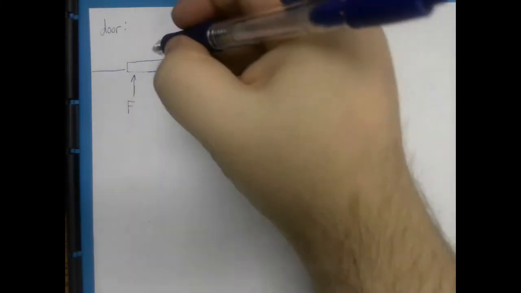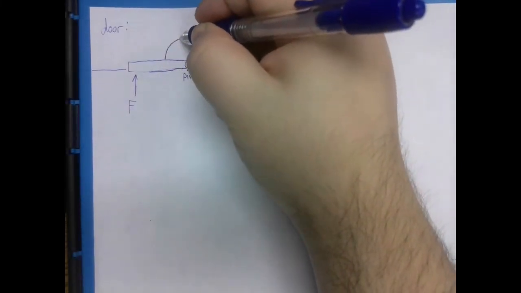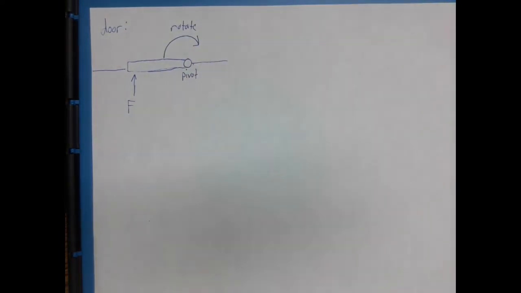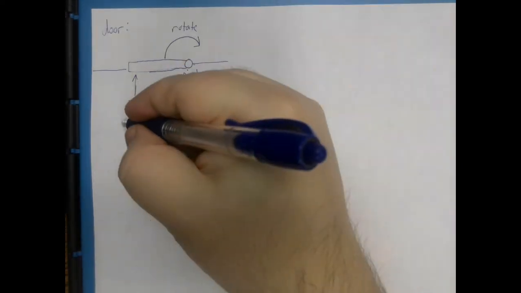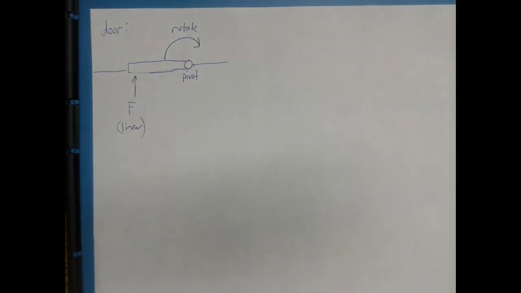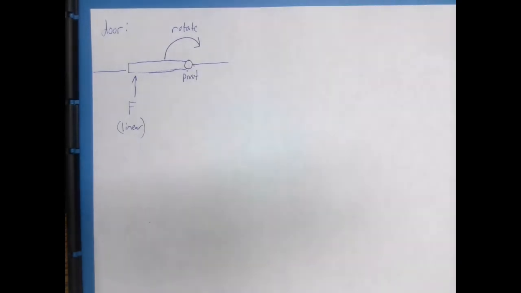The door. So we've been learning about forces. If I push on a box, it's going to move forward. When you push on that door to come in the classroom, does the door start flying forward into the classroom? Kinda, but not exactly. It rotates. It will rotate around this point. So, when we apply a linear force, this door doesn't experience a linear motion. It experiences a rotational motion, right? Because it's going to rotate around the pivot.